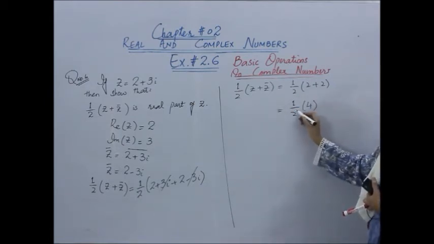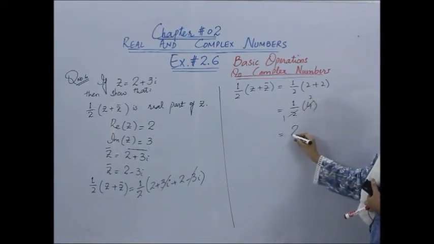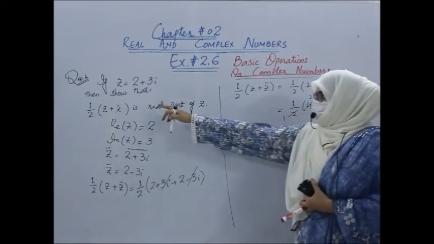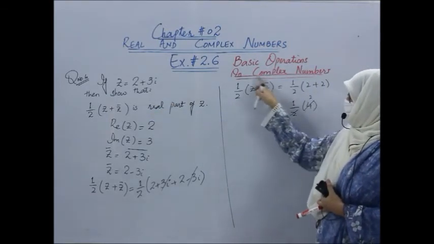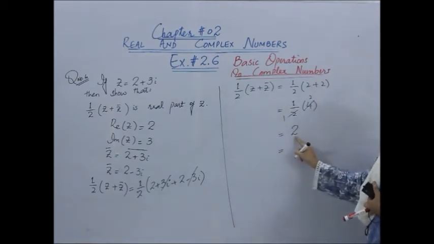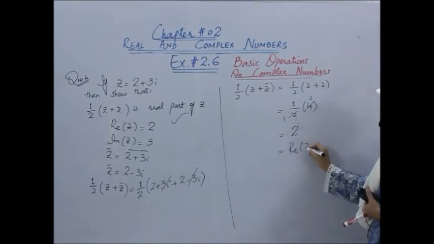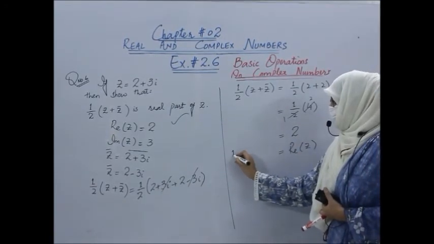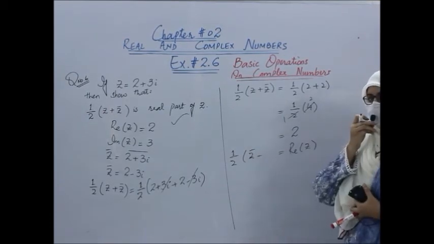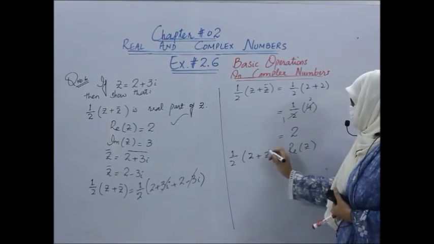Now we can solve it further like this. 2 into 2, 4. That is 2. So what was given in the question? We have to show that 1 by 2 into z plus z bar is a real part of z. So is it the real part of z? Yes, it is. So real part of z. Hence, we have proved the given. We have proved what was given in the question.